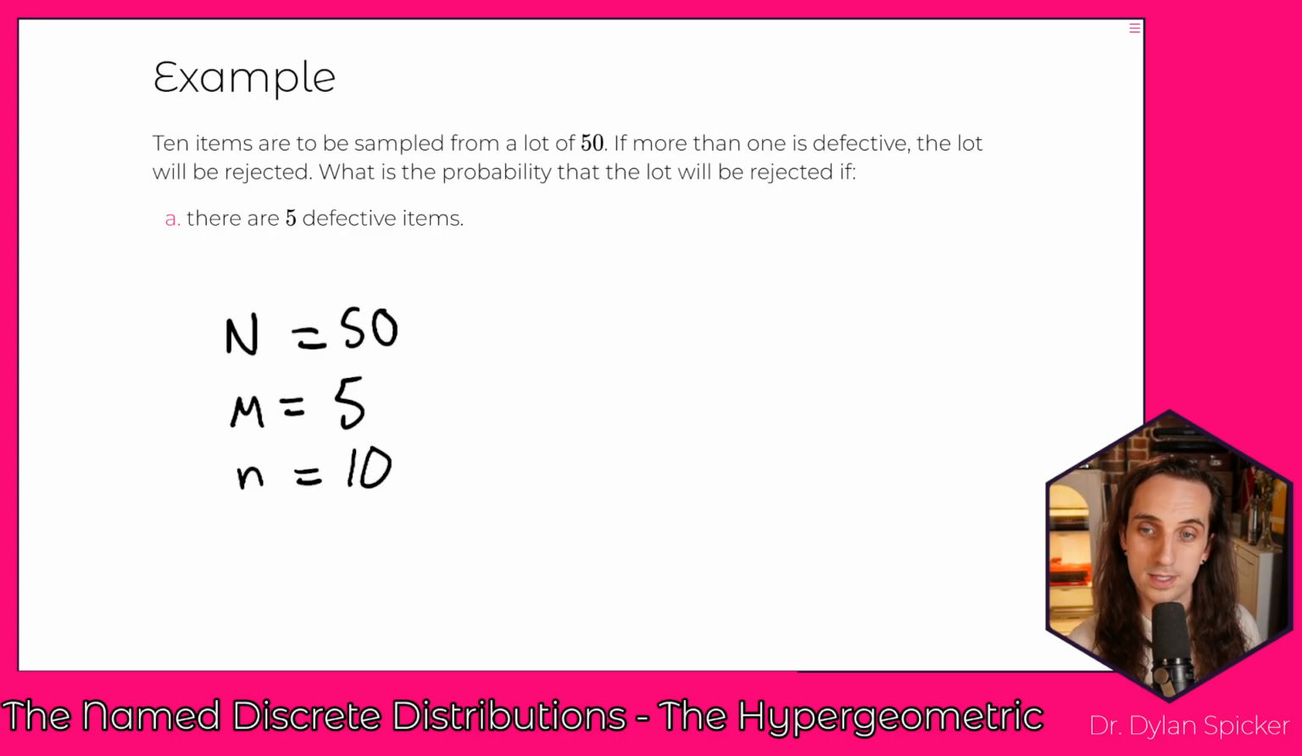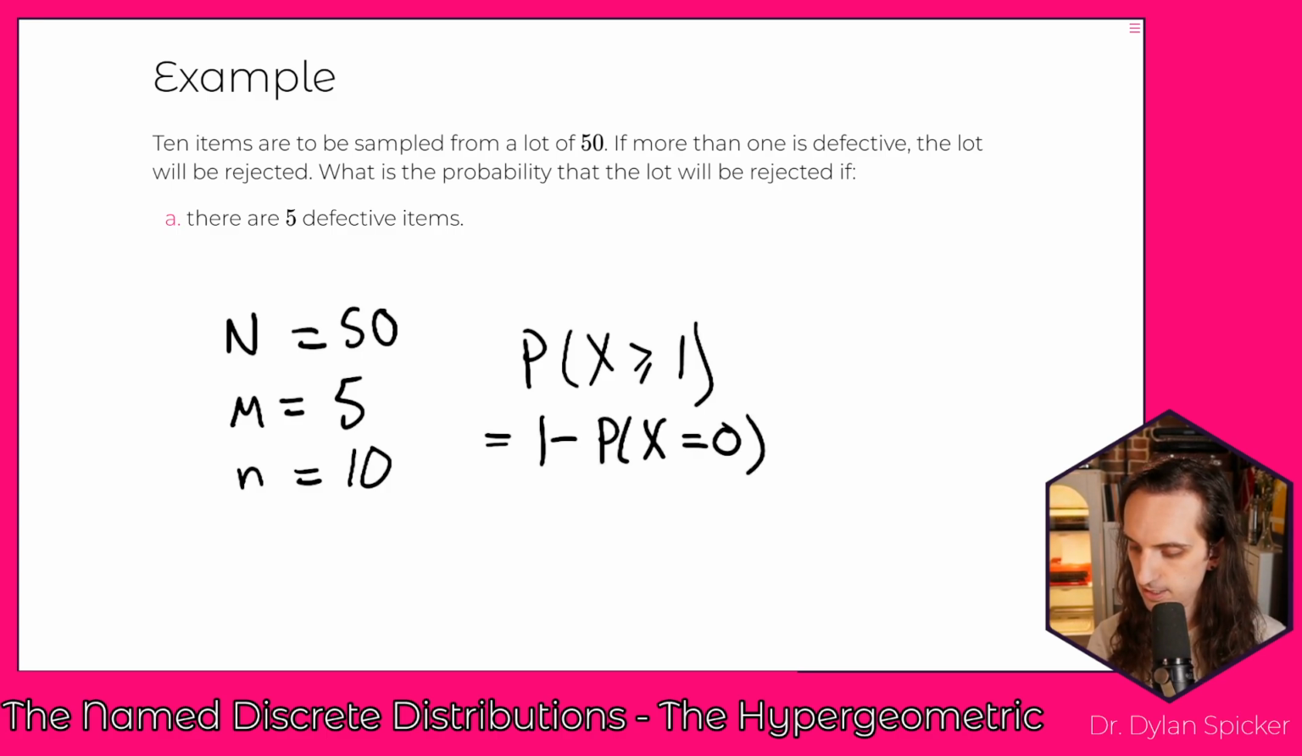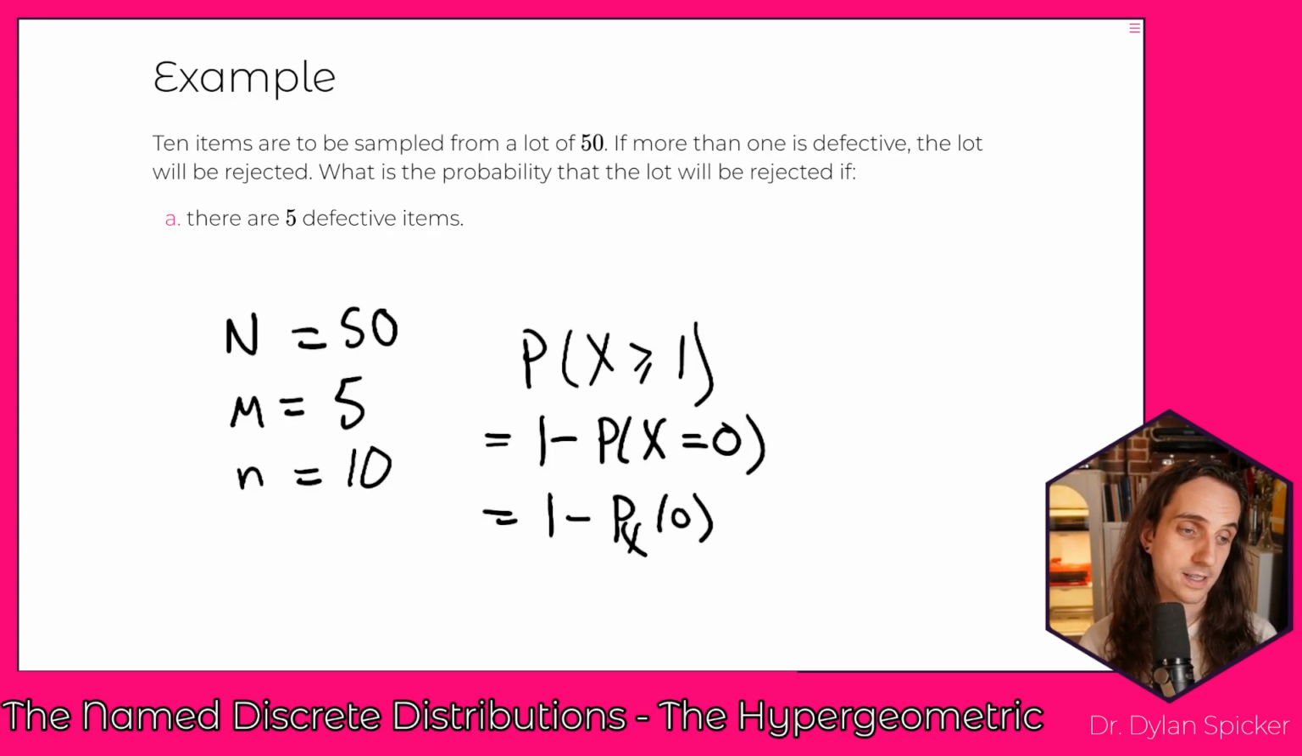And so as a result, we select 10 from the total of 50 with m being 5. And we want to know, well, what's the probability that we find any defective item? So what's the probability that x is going to be greater than or equal to 1? And this is going to be much easier for us to solve using complements, right? Probability x is greater than or equal to 1 is the same as 1 minus the probability that x is equal to 0, which is 1 minus the probability mass function with 0 plugged in.